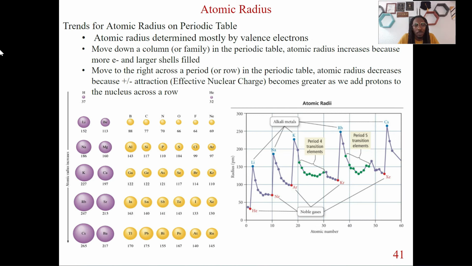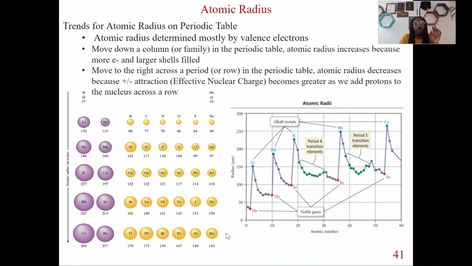Let's talk about the trends with atomic radius. If you look at the periodic table, you can tell a lot. One of those trends is atomic radius, which is determined by the valence electrons. Here we have the different atomic radius for each element. One trend to pay attention to is the columns. Remember, those are the family groups: alkali metals, alkaline earth metals, halogens, all those types of family groups.